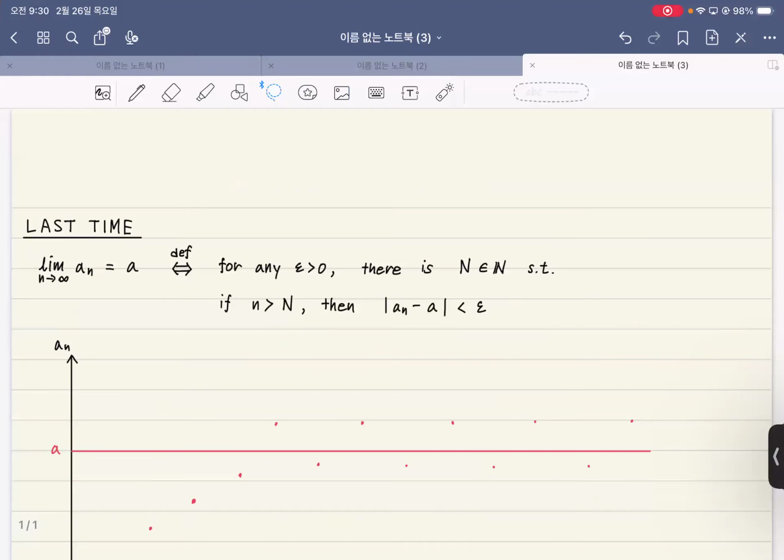Okay. So where were we? Last time, we discussed the formal, rigorous definition of the limit, the convergence of a sequence. So it goes like this.